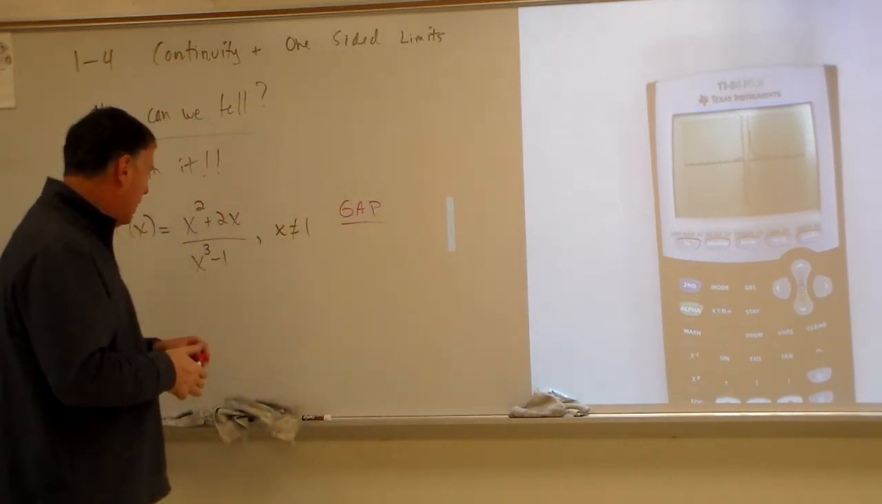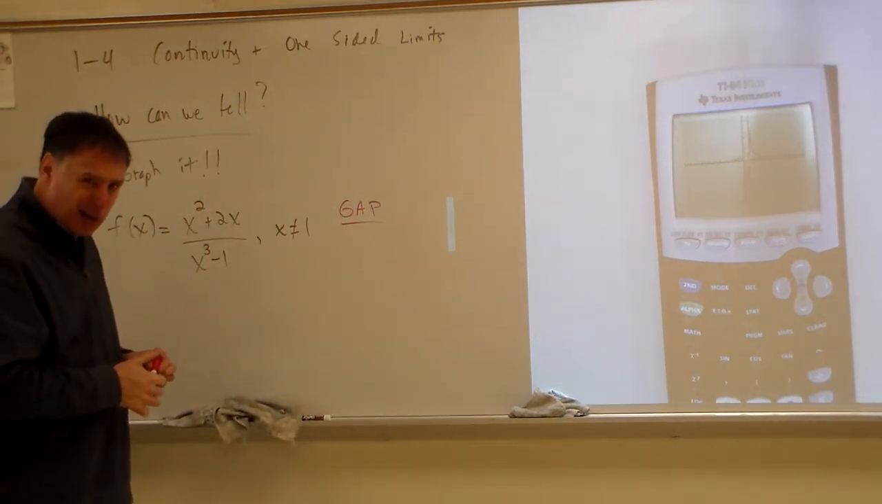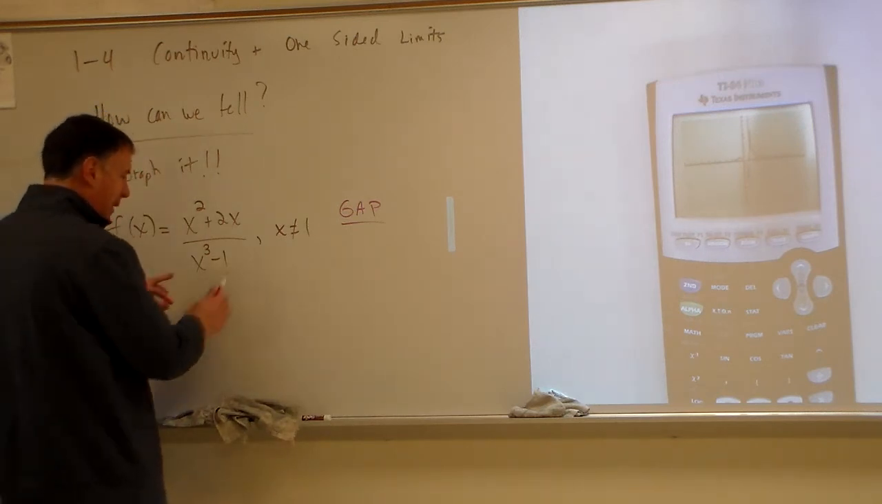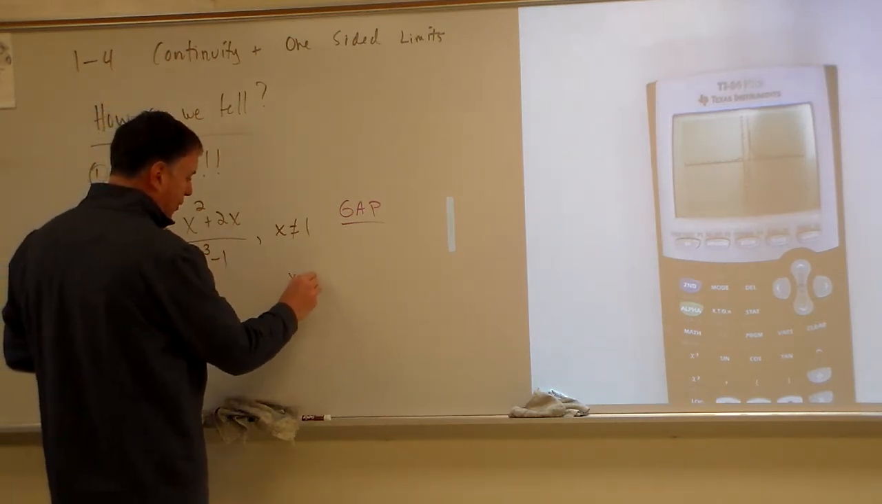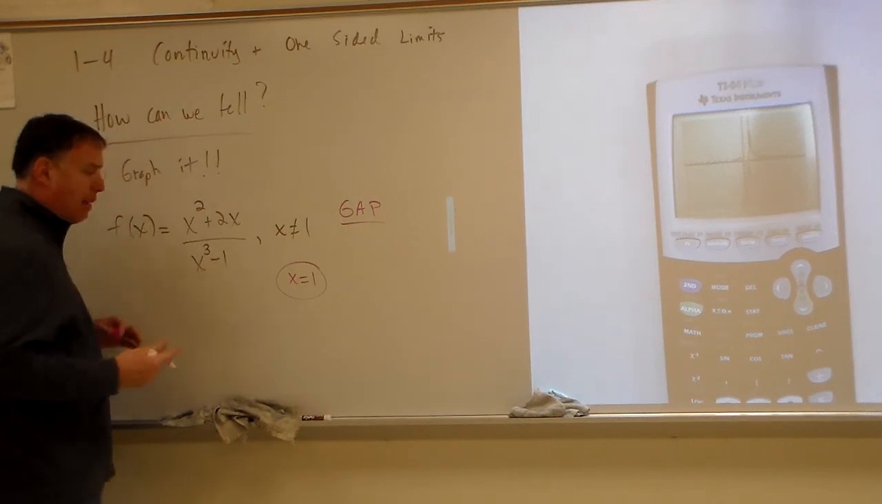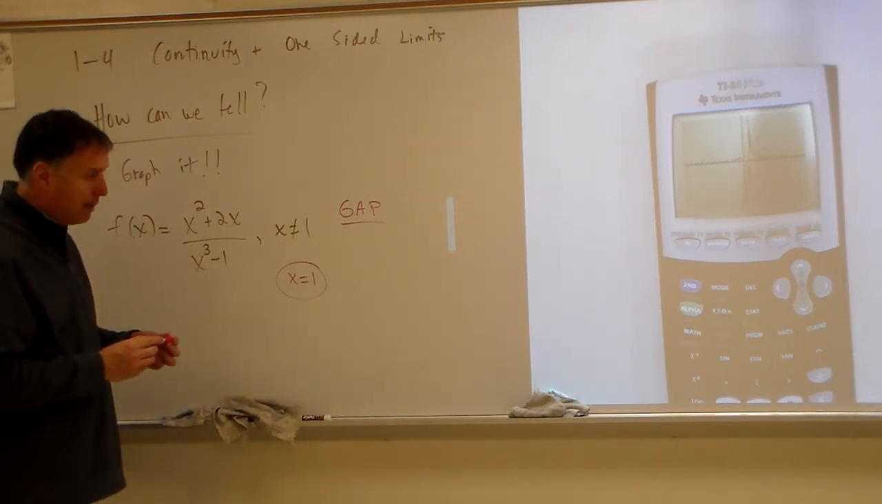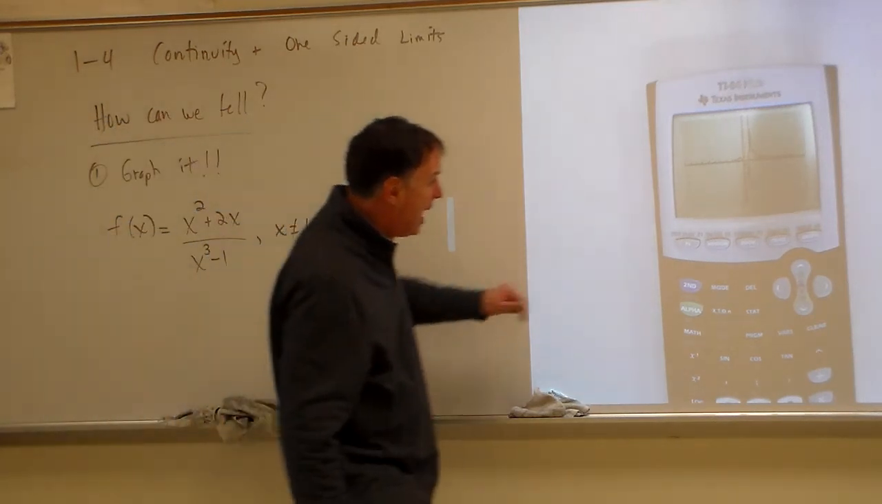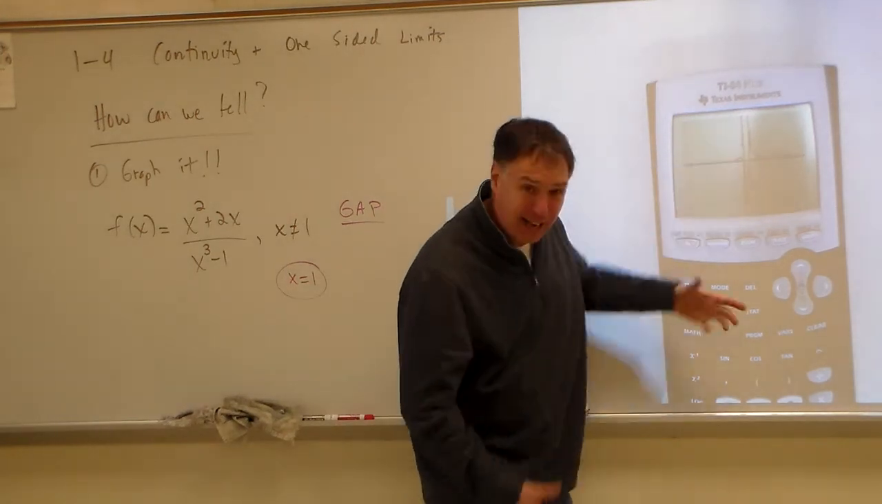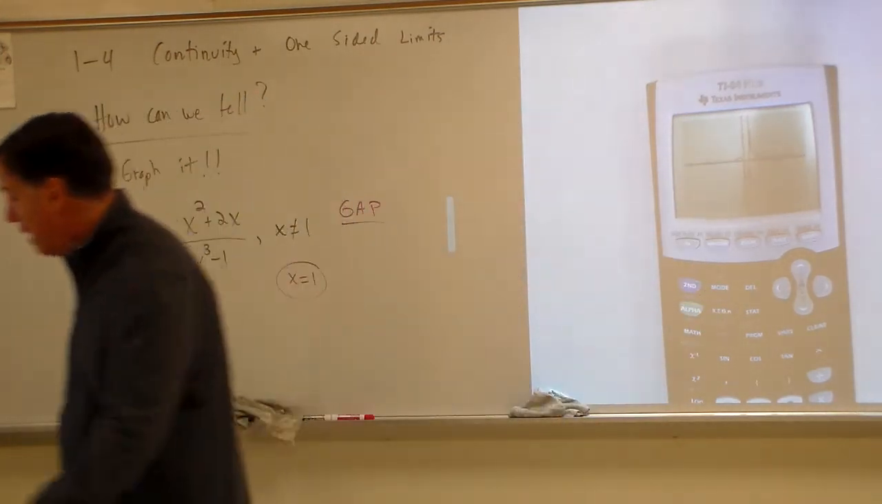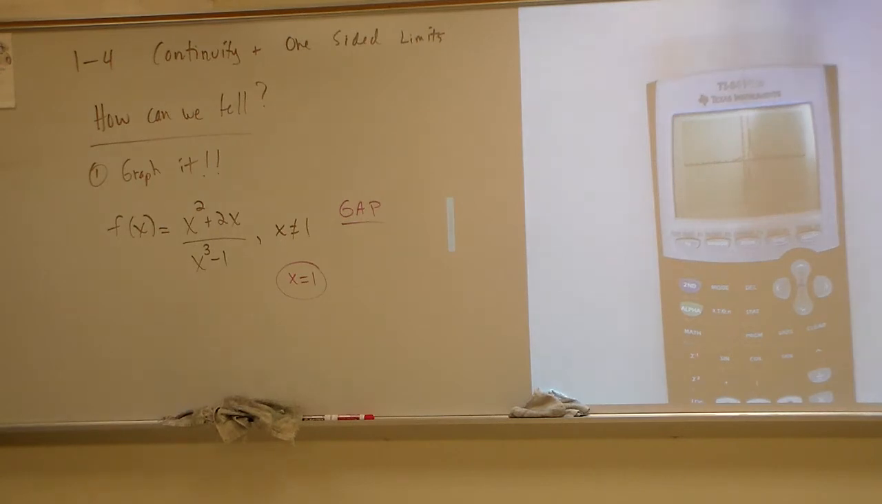But I want to be sure. I want to see what's happening when x equals 1. I know that's going to cause a problem in my denominator. That's where my problem's going to hit, right? If you look at your graph, you can kind of see that. X equals 1, there are problems there.